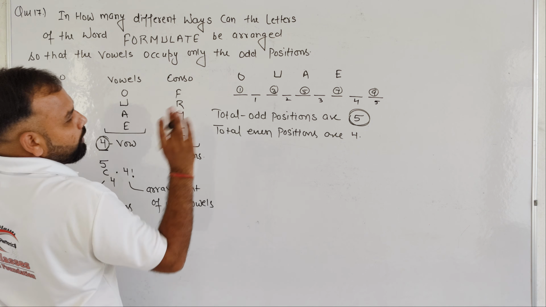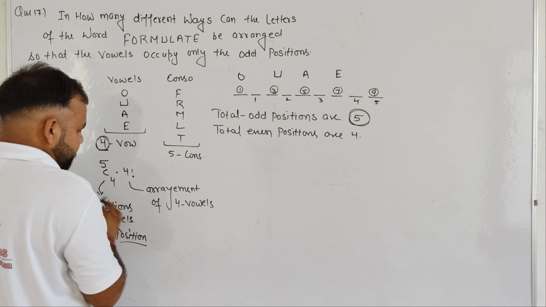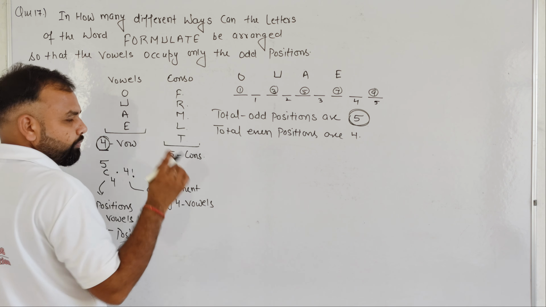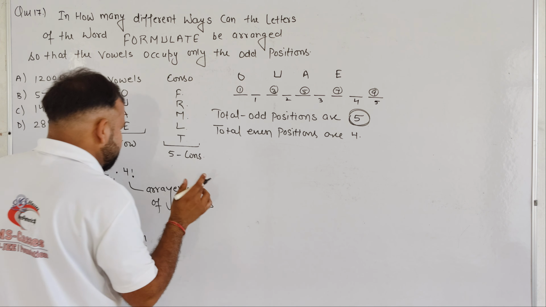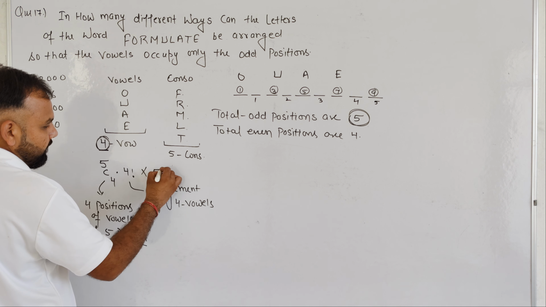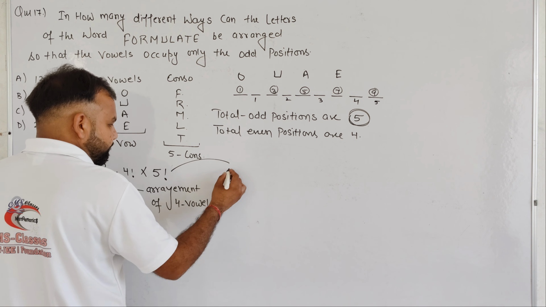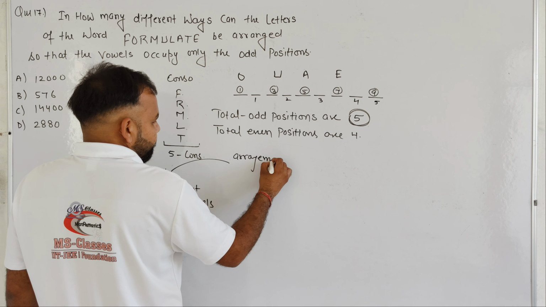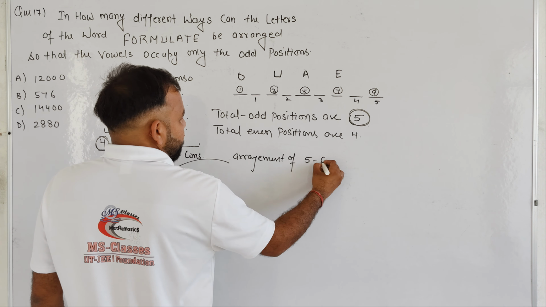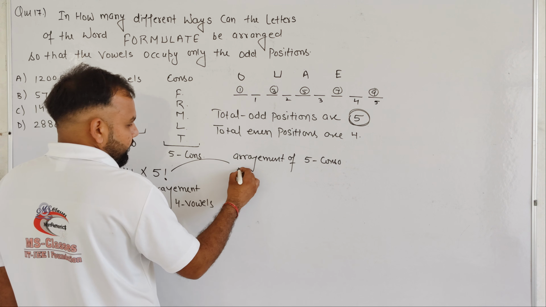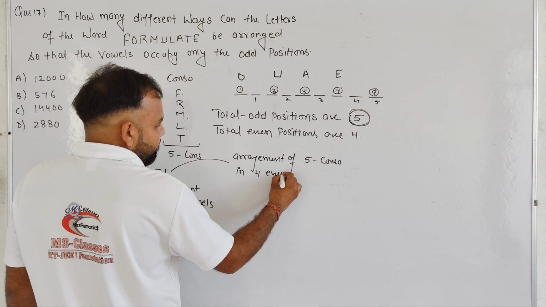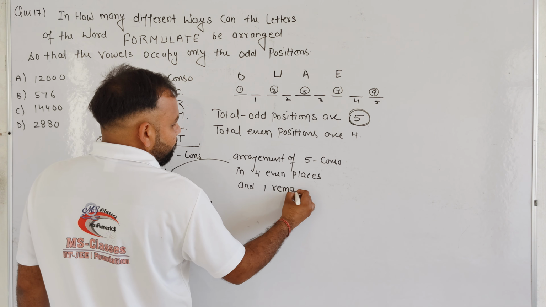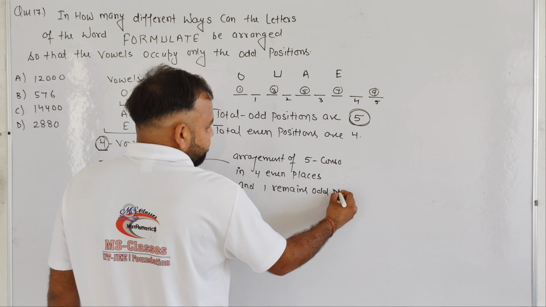So student, on these 5 places, after this, there are exactly 5 places, and how many letters do we have? 1 2 3 4 5. There are 5 positions and 5 places. We know very well that this is arranged in 5 factorial. So we can say that this is the arrangement of 5 consonants in 4 even places and one remaining odd place. One remains odd place. Got it, student?